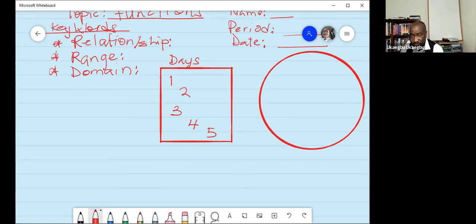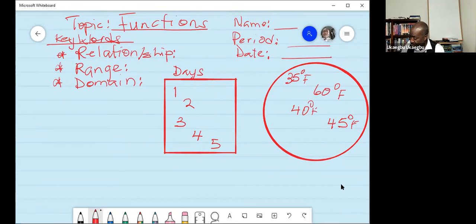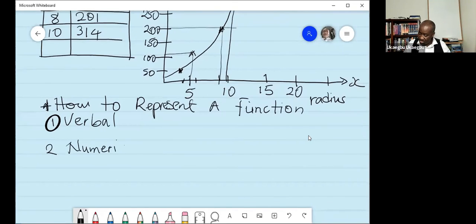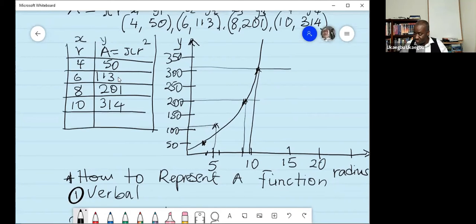Now, on this other box, I will be writing things like 35 degrees, something like 60 degrees, maybe 40 degrees, maybe 45 degrees. These are all degrees in Fahrenheit. And so this box is representing temperature, numerical, which is what we just did. And these are numerical values we just created here.